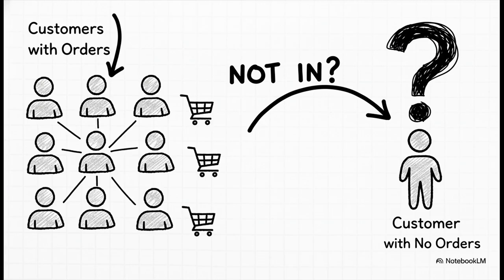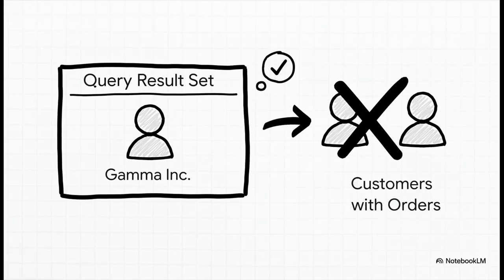So the task seems easy, right? Find customers who have not placed an order. The most intuitive way to write this is probably using NOT IN. And if you look at our data, you can see there's one customer, Gamma Inc., who fits the bill. So what do you expect this query to return? Logically, you'd expect to see one single row, Gamma Inc. It's the only customer that doesn't show up in our orders table with a real ID.